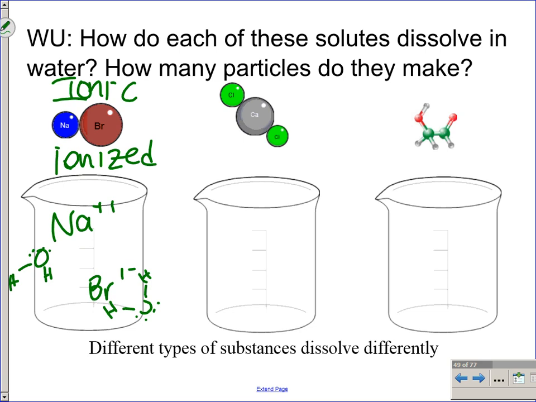What about this one? We have calcium what? Calcium chloride. Okay, so in your head you're thinking ionic or covalent? Ionic again. So it's going to do what?